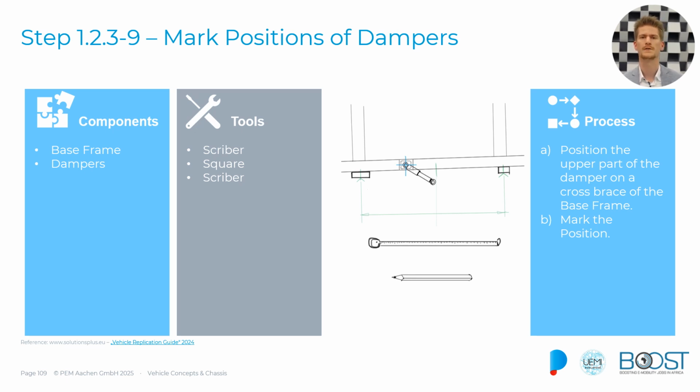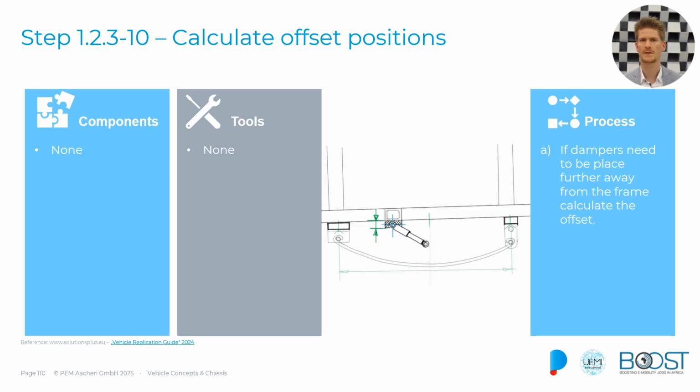The next step would be to position the damper. The methodology is very analogous. Position the upper part of the damper on the cross base of our base frame, and mark the position on there. If necessary, we might have to have an offset here as well. Again, it might not be the case, but we're currently taking care of that. As with the leaf spring, we might need a little offset over here.